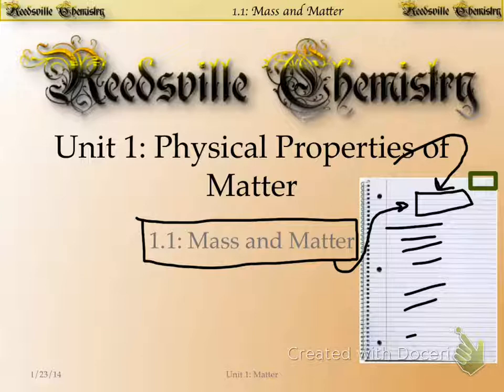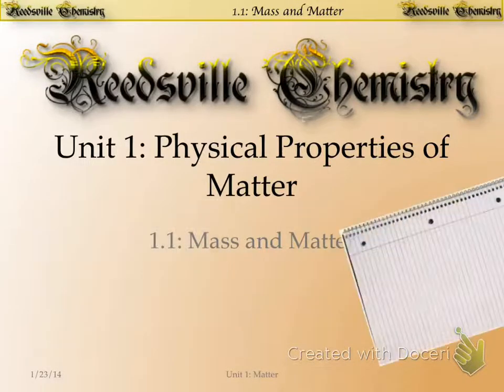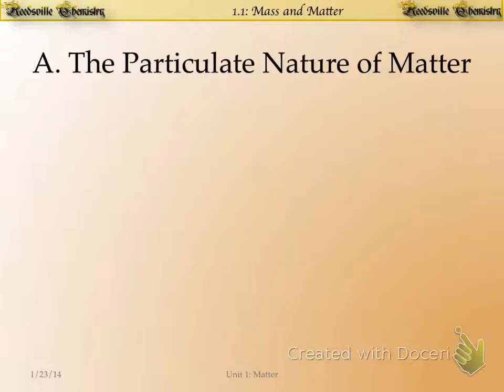All right, enough about note-taking. This first unit is called the physical properties of matter, and in this first section, 1.1, we're going to talk about mass and matter. So we need to understand what mass is and the different types of matter that make things up. Okay, let's get to it.